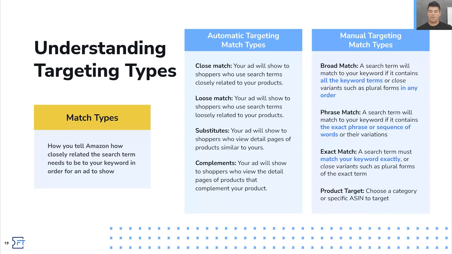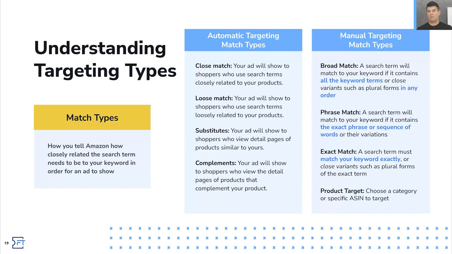Close match is basically telling Amazon you want your ad to be seen by shoppers who use search terms that are closely related to your particular product. This is a match type that typically does well for auto campaigns. Now, with loose match, your ad will be shown to shoppers who use terms that are more loosely related to your product. Substitutes: your ad will be shown to shoppers who view detail pages of products that are similar to yours. So let's say you sell pillows, you might be seen on pillowcases as a substitute for that particular product. Complements: your ad will be shown to shoppers who view the detail pages of products that complement your product.